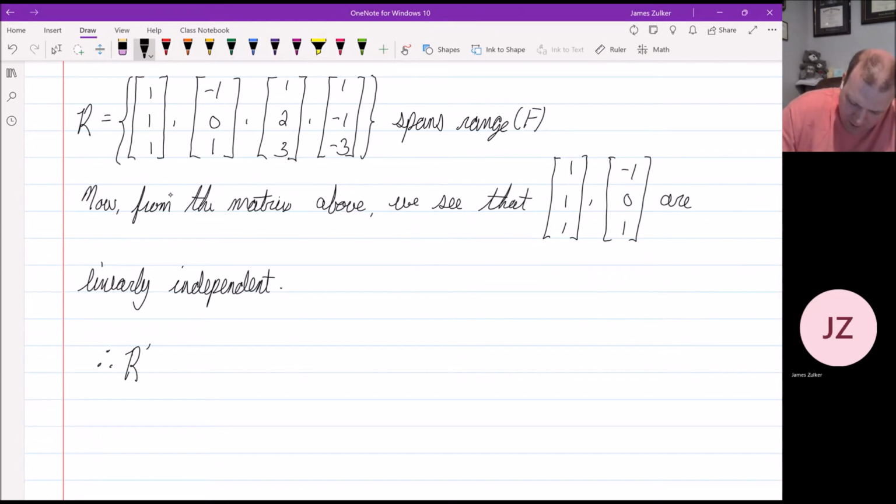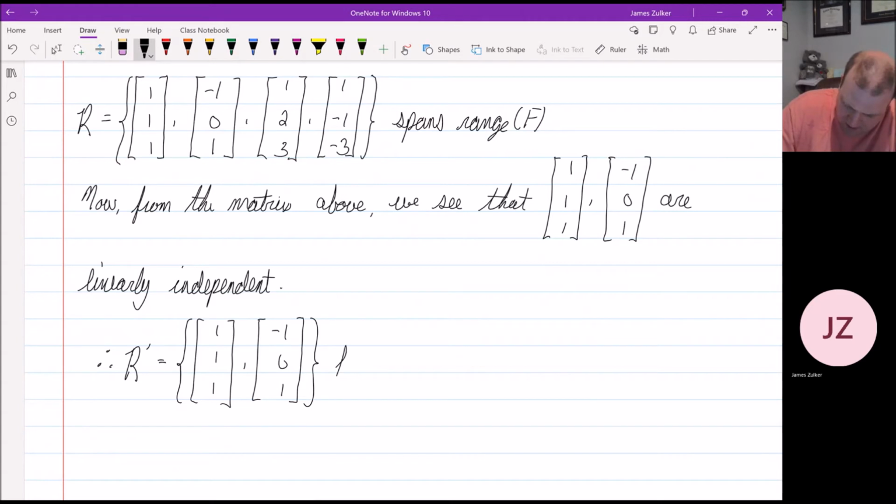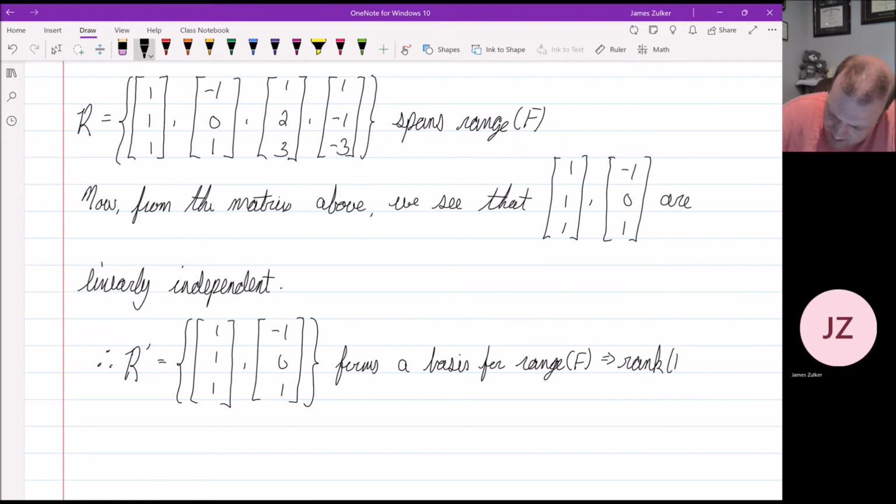So let's call this new set R prime. And it just consists of the vectors 1, 1, 1, and negative 1, 0, 1. This now forms a basis for range of f, which implies that the dimension of the range, which is called the rank of the transformation, is equal to 2.